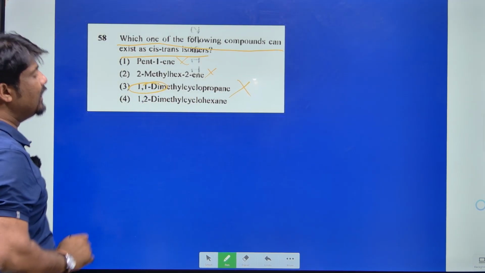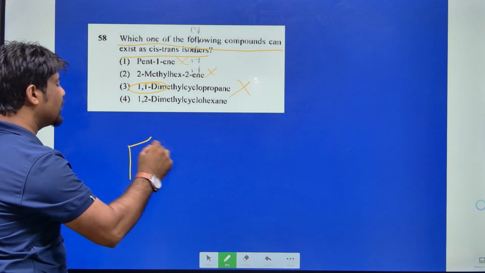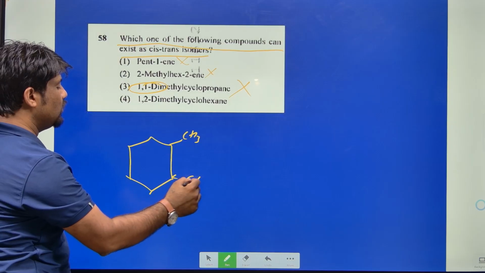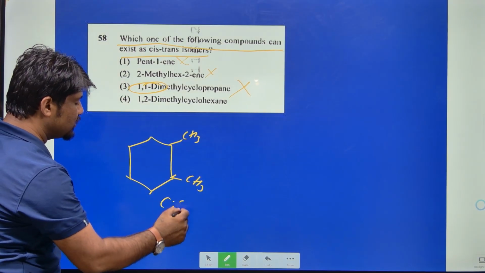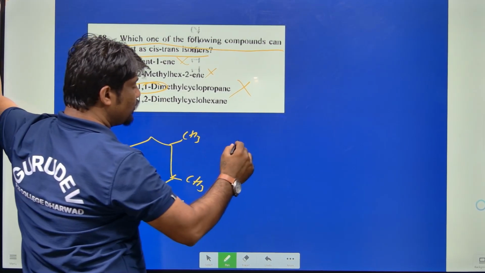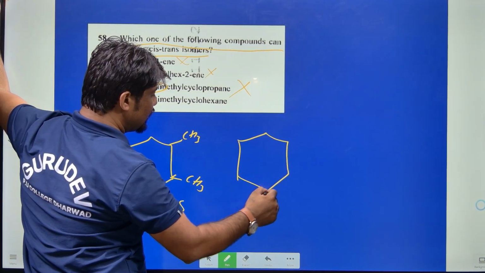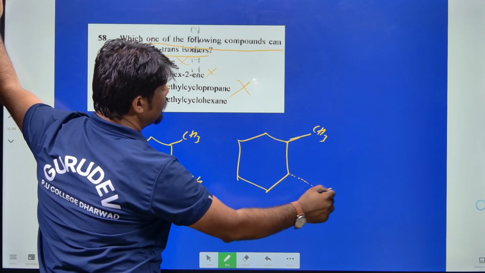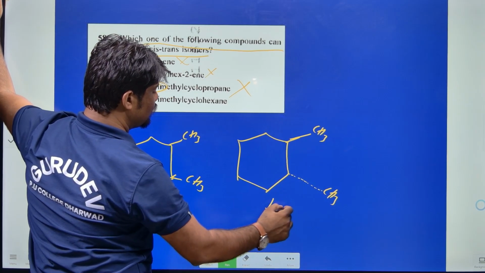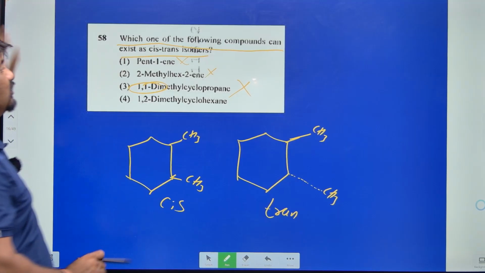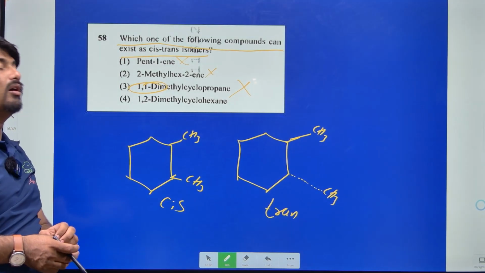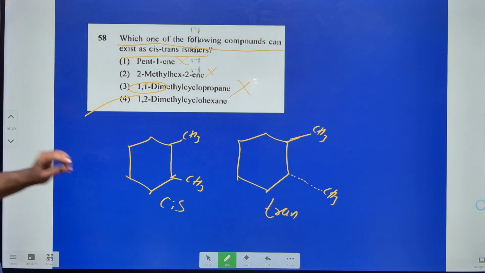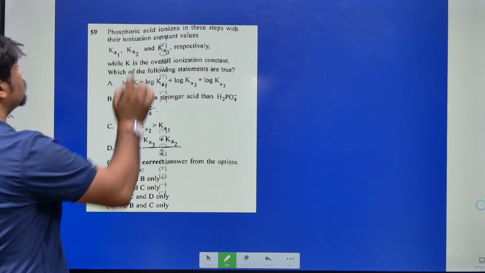1,2-dimethyl cyclohexane. Yes, of course, you can take this cyclohexane and write it as 1,2-dimethyl. So this is the cis form. Also you can get the trans form here. This is CH3, and I can write it in dotted line. This is the trans form. So like this, I can get cis and trans isomers for 1,2-dimethyl cyclohexane. The fourth one is the right answer for the question. Well, go to the next one.